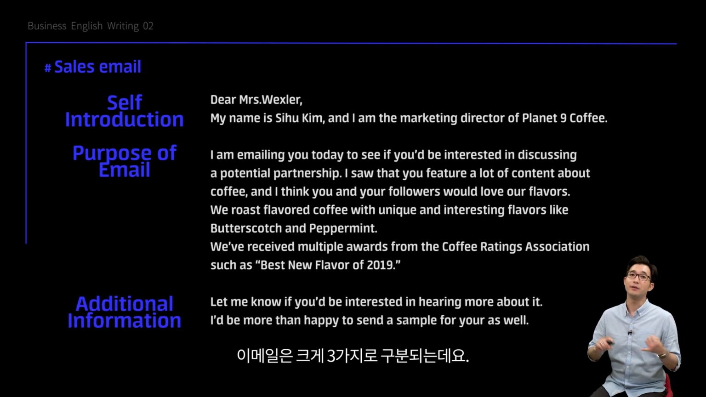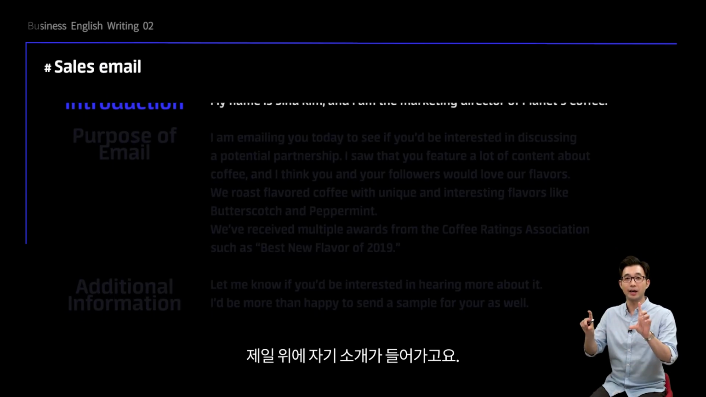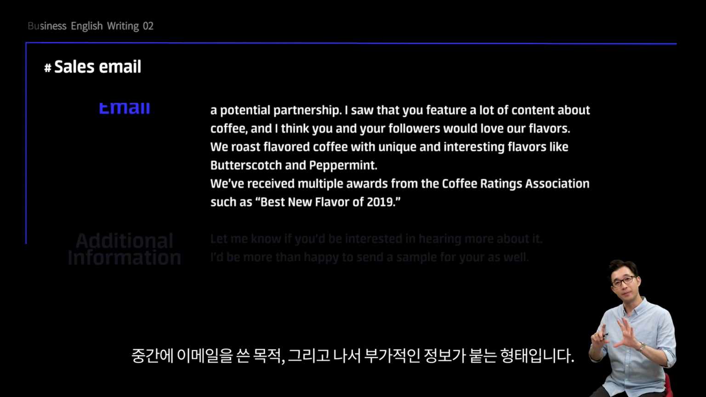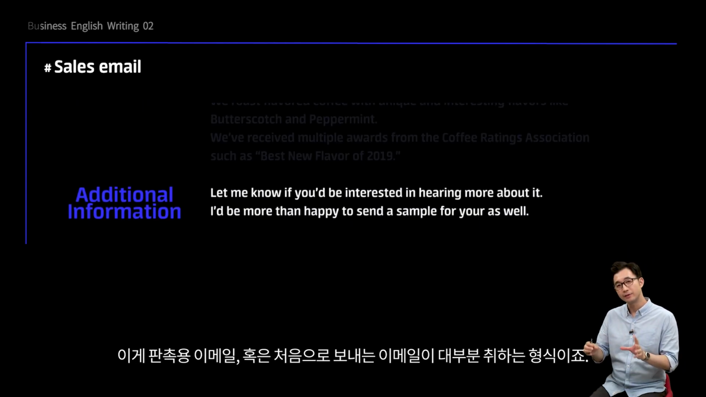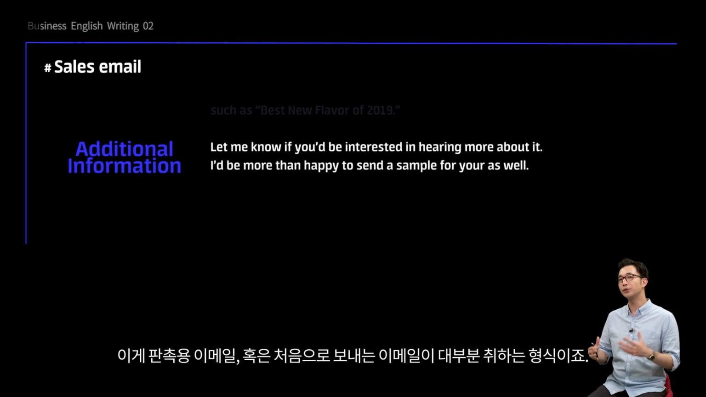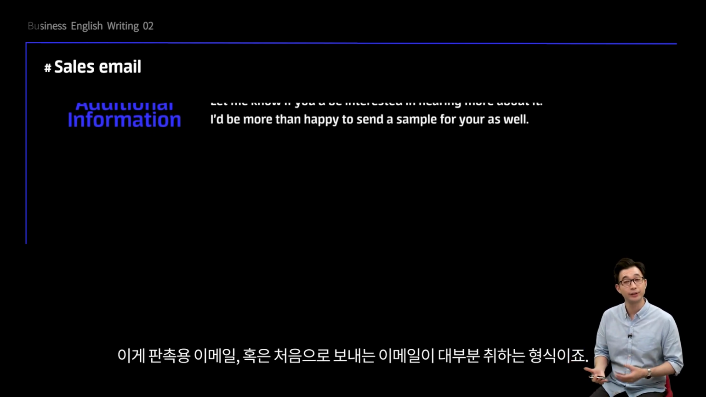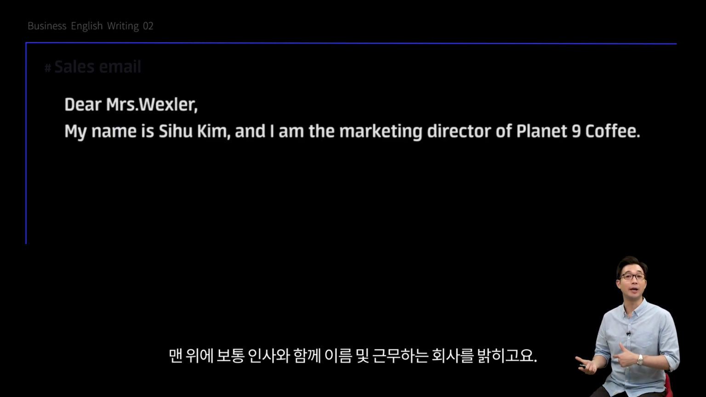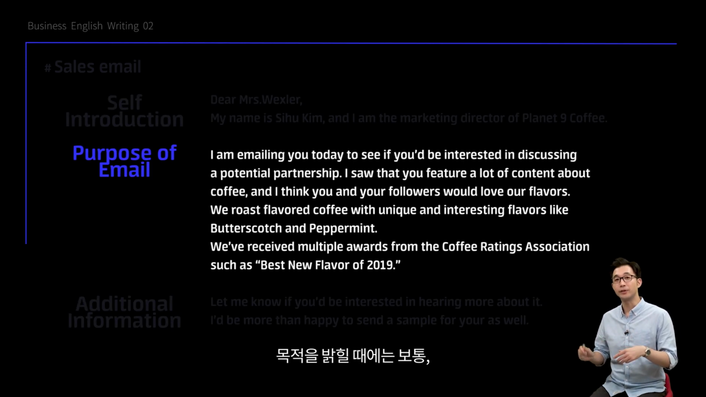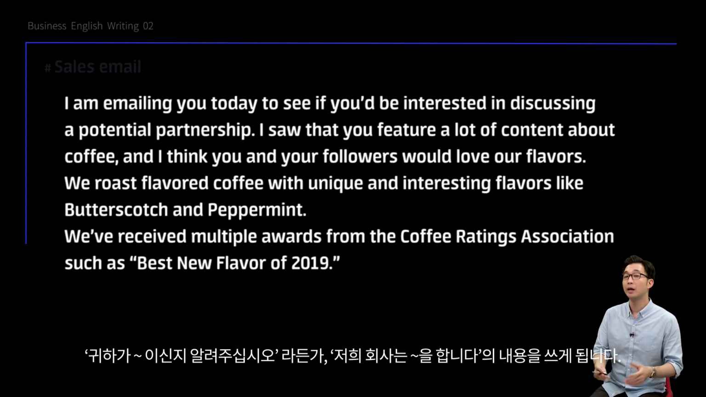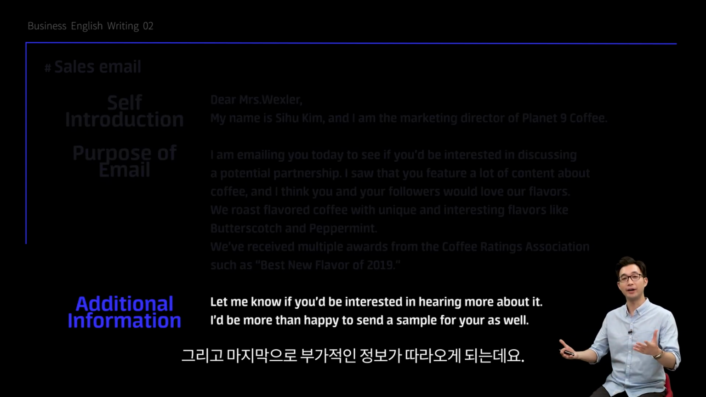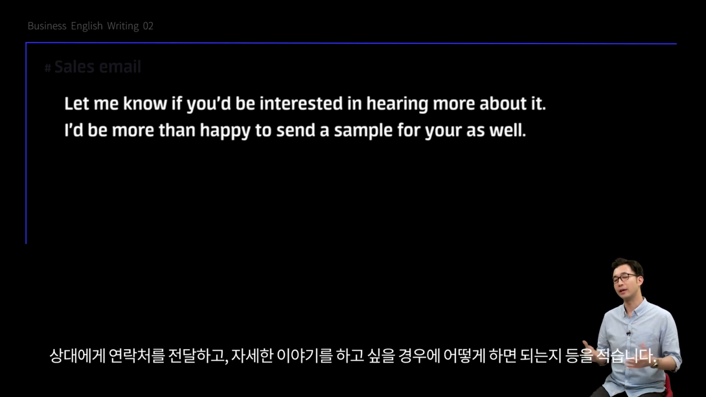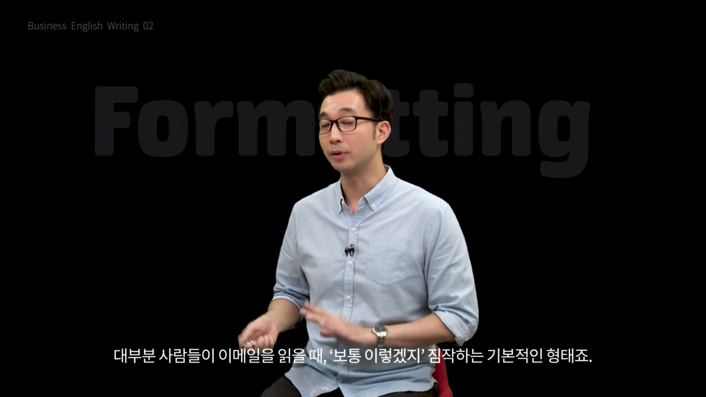We have 3 parts over here: self-introduction, all the way on top, purpose of email in the middle, and the additional information. This is the standard format that most sales emails, or maybe initial emails, have. At the top, you just say, hello, my name is, I am with this company. In the purpose, you say, I would like to know if you are, our company does this. And finally, the additional information, you could tell them where to get in contact, how to further this relationship. Basic format that most people look for in an email.